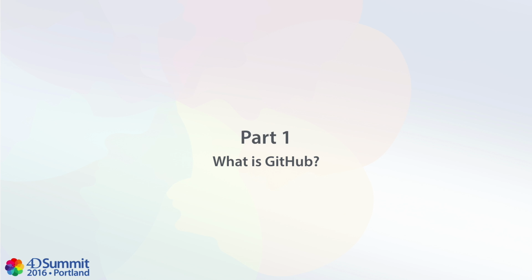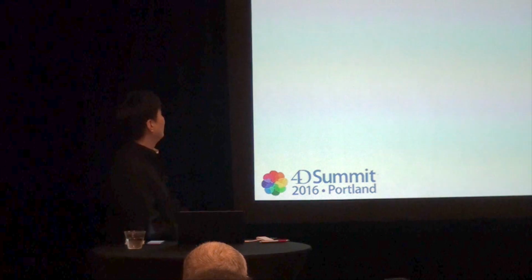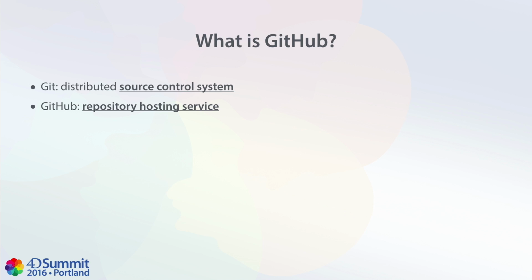Four parts. Part one, what is GitHub? Now, you could go online or even buy a book that addresses this question. The answer you'll typically get is that Git and GitHub are two different things. They all say that. Git is a distributed source control system, and GitHub is a repository hosting service. Then they will typically go on and on with the technical details. But honestly, as 4D developers, that's not really the point. That is not important.